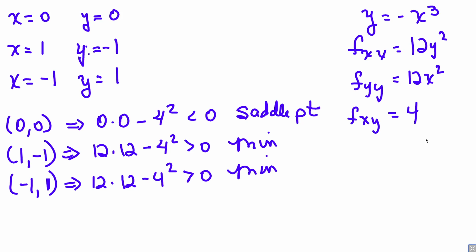So basically here, we've got that 0, 0 is a saddle point. 1, negative 1 is a min. Negative 1, 1 is a min. Any questions? Great.